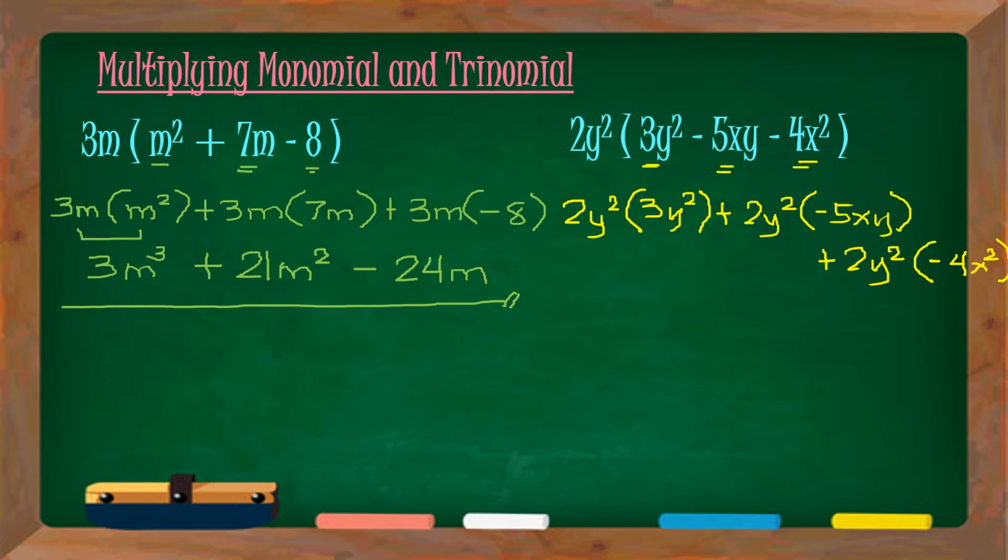So, start tayo sa una. We have 2y squared times 3y squared. So, 2 times 3 is equal to 6. Dito natin ilagay yung answer. We have 6y to the fourth power. Next, positive 2 times negative 5 is equal to negative 10. Ang variables na kasama ay x and y.